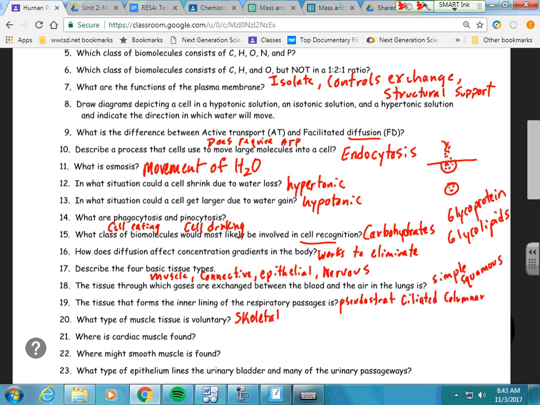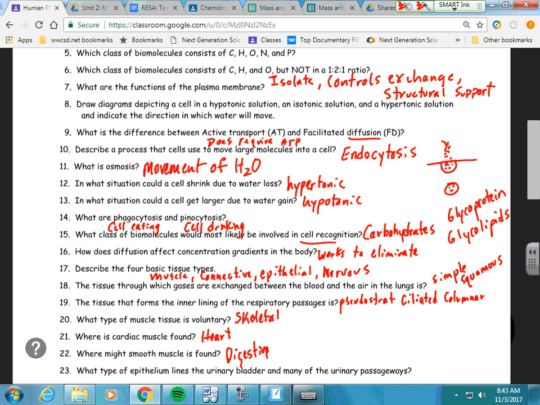All right, and where is cardiac muscle found? The heart. And what about smooth muscle? What would you associate that with? Internal organs. Yeah, and I think a lot of it with digestive as well. Not the only place, of course.